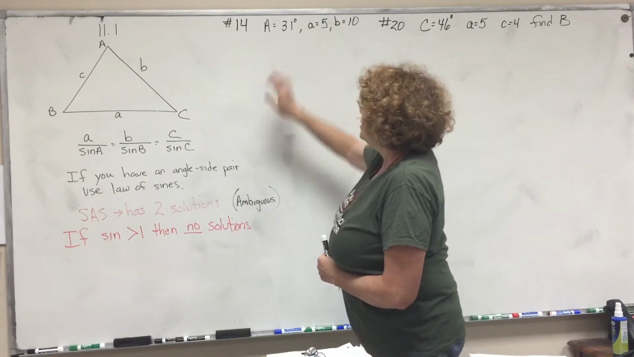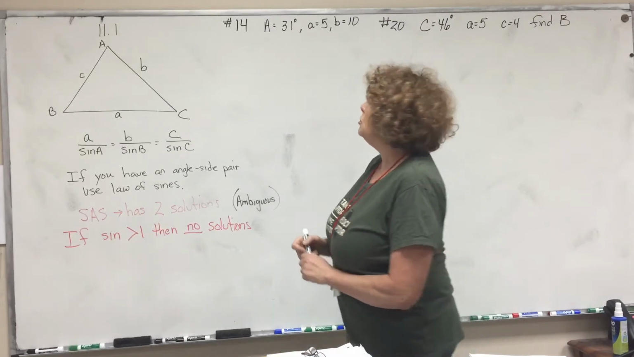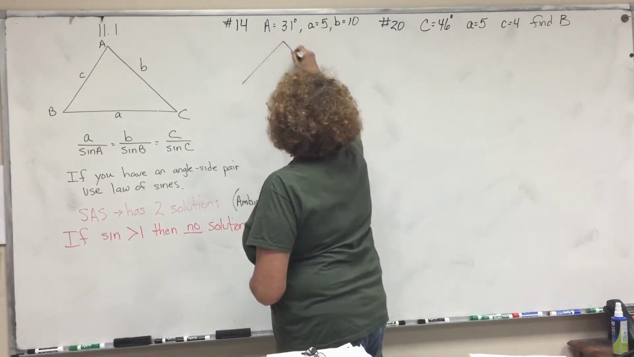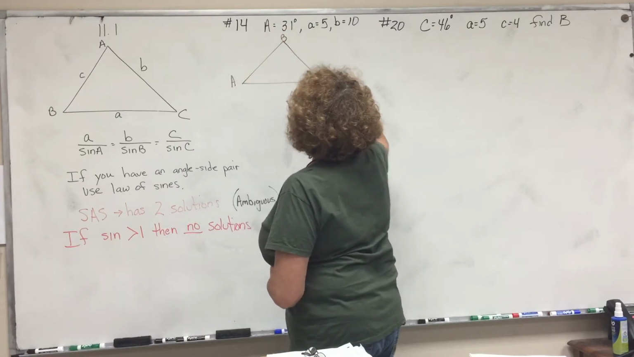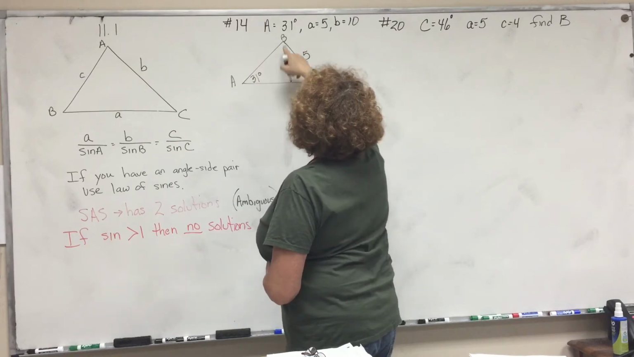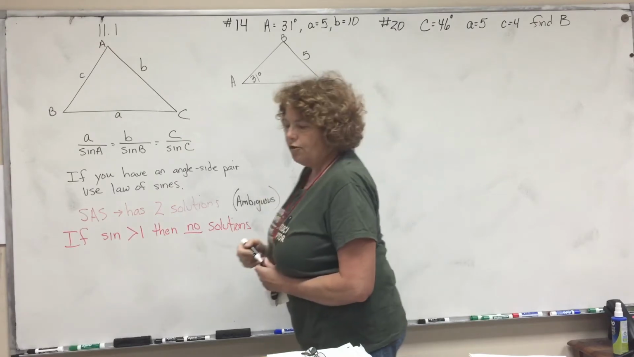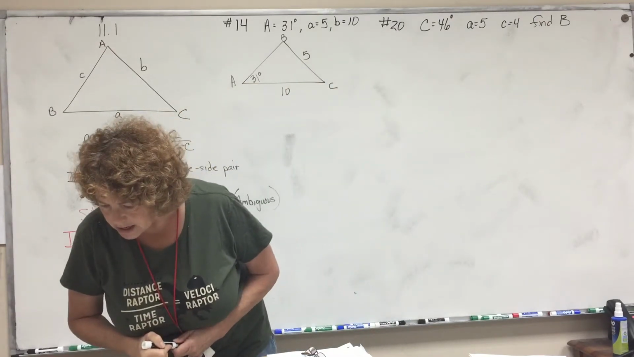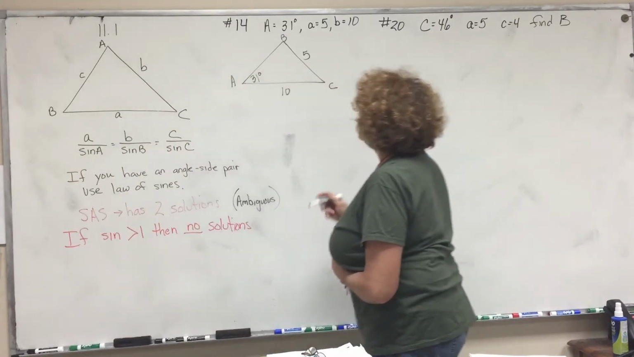Okay, I just want to show you number 14 because I want to show you what it looks like if there's no solution. Always draw a triangle. Do your A, B, and C. A is 31 degrees, this is 5, and B is 10. And we're looking to see if it has one solution or no solution.